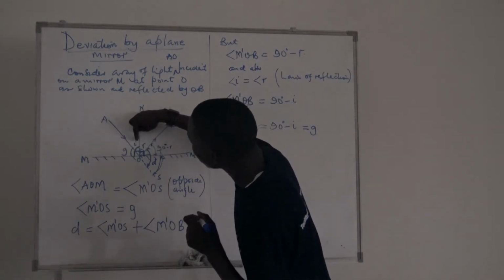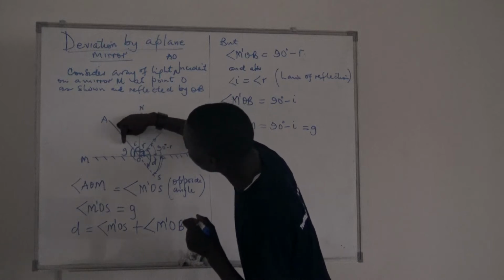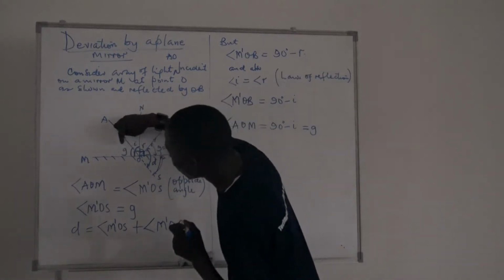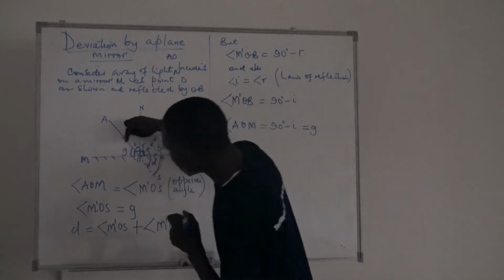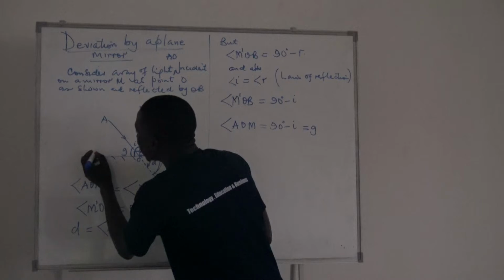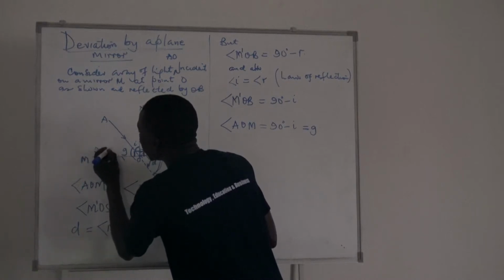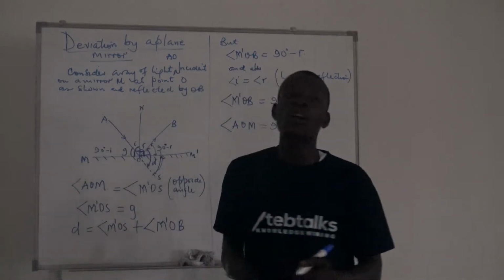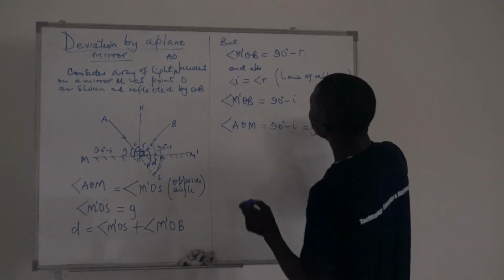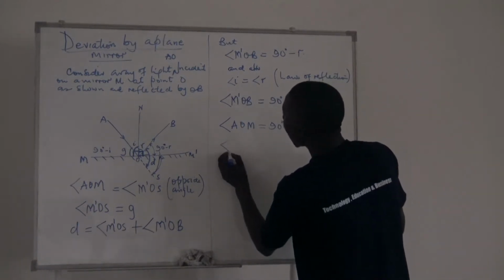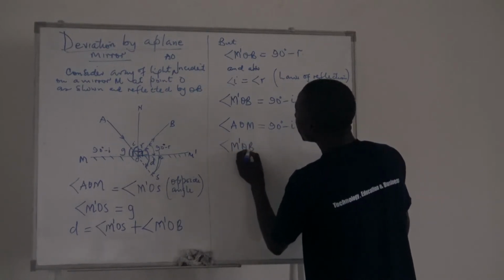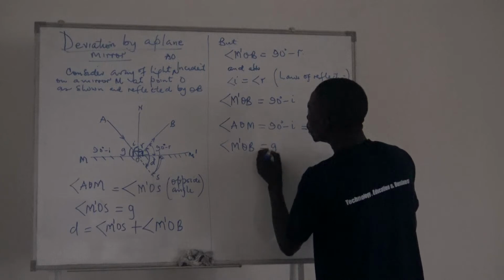AOM is 90 minus I, because the total is 90, but already this is taking I, that means the lower one should take 90 minus I. But again, if it is equivalent to 90 minus I, it is also equivalent to angle G. Is that okay? So that means that it is very true that angle MOB is also equal to G.